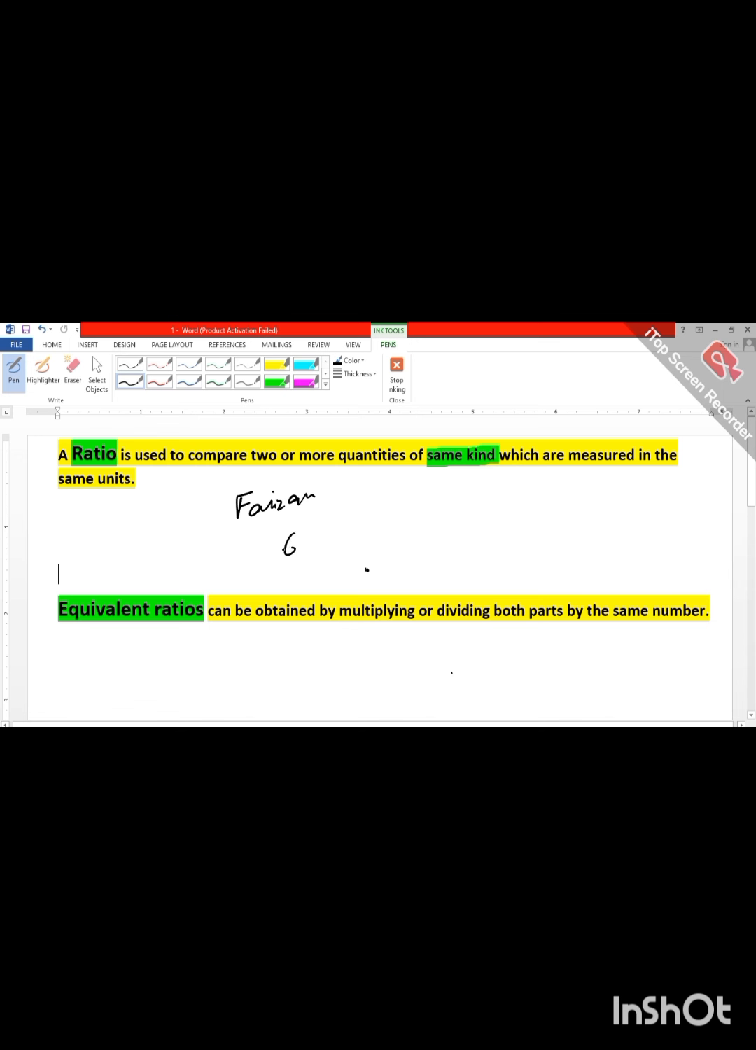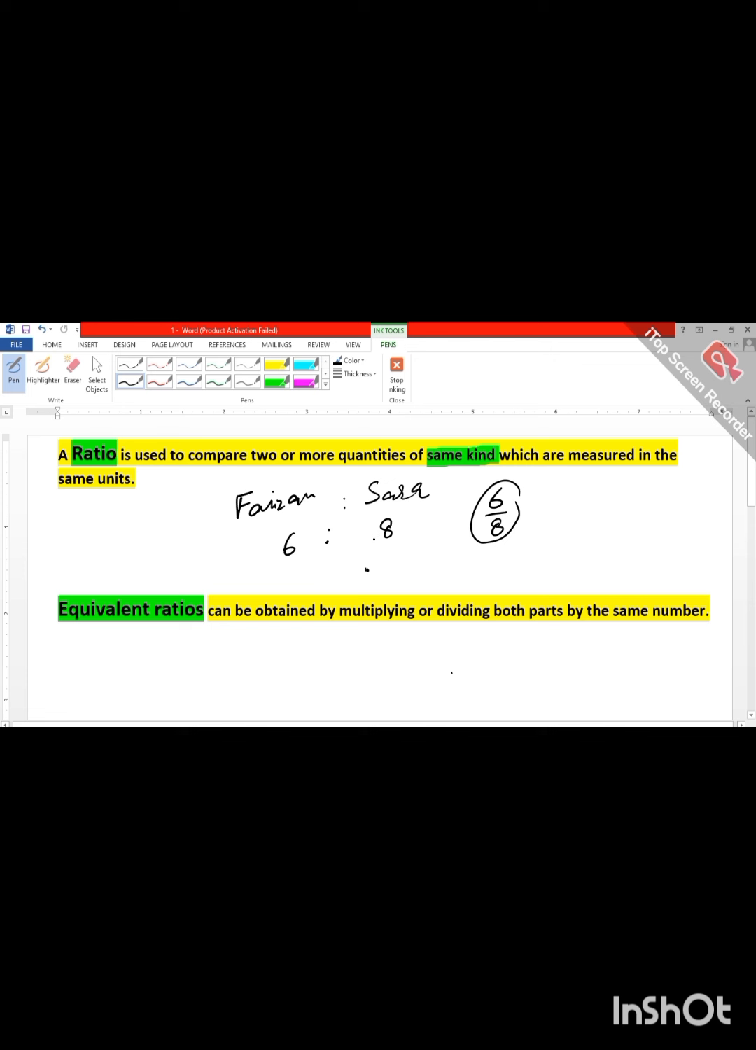Faizan has 6 balls and Sarah has 8 balls. So what is the ratio between Faizan and Sarah? That is 6:8, and we can write it this way, 6/8. Is this the simplest form or the standard form? It is a standard form. It is not the simplest form.